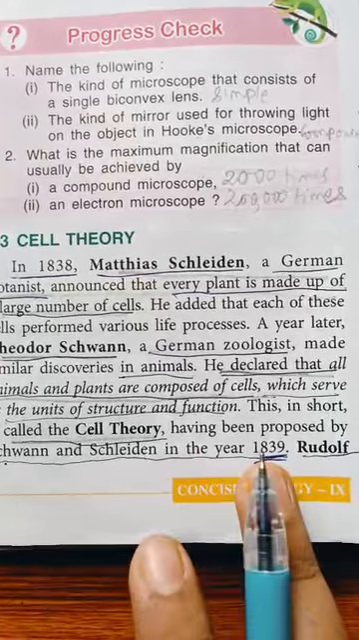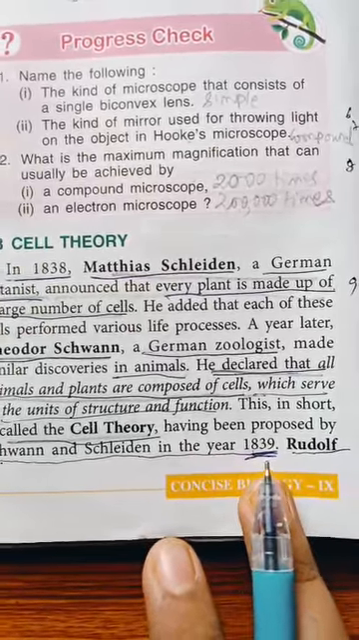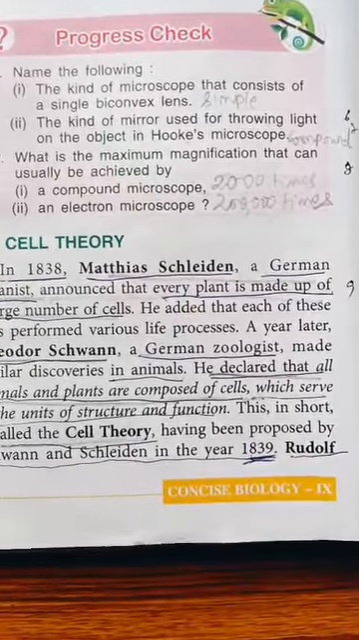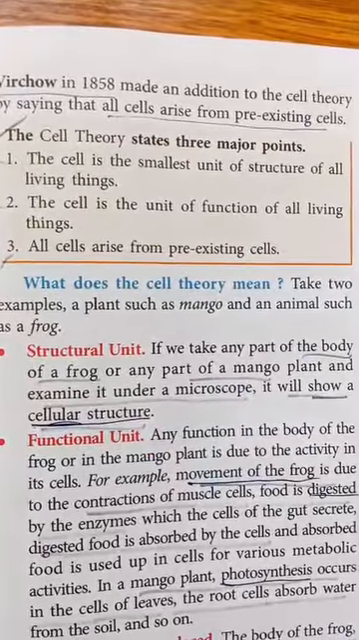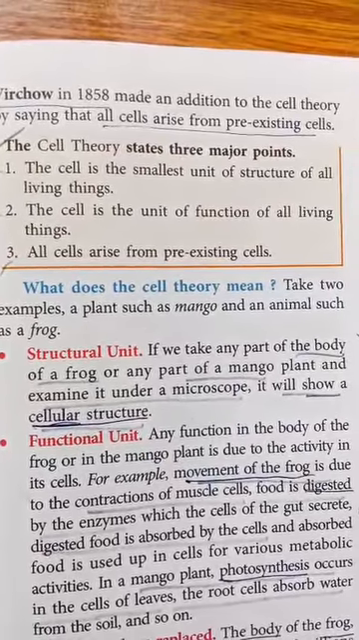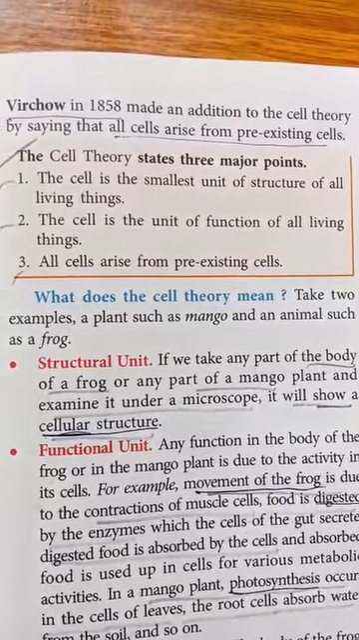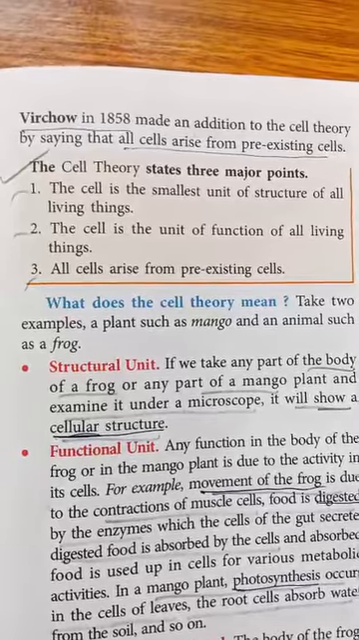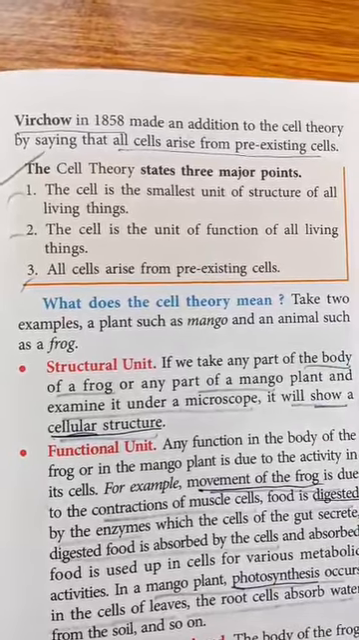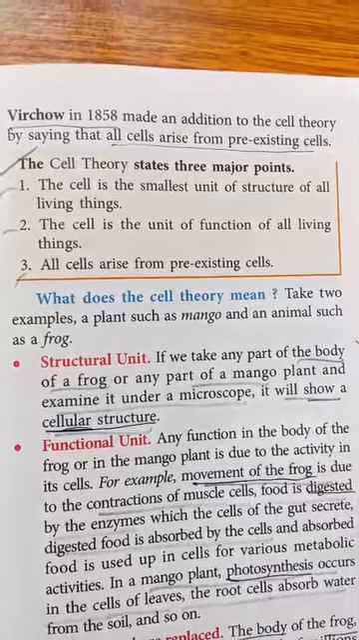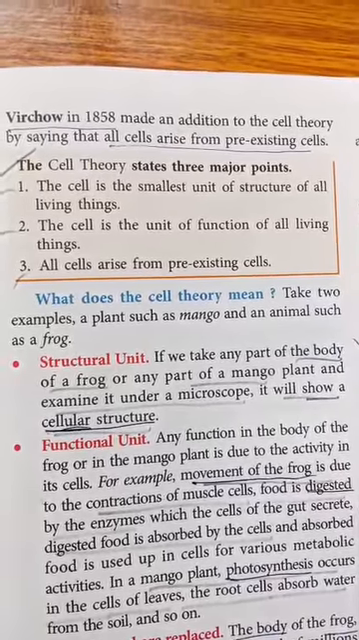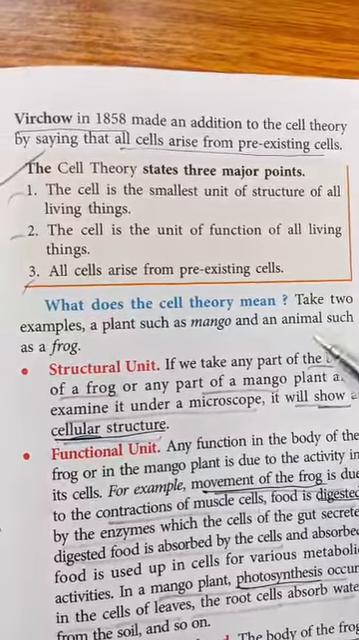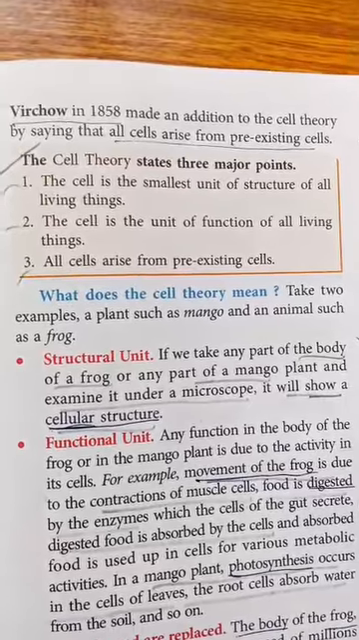Schwann and Schleiden discovered cell theory in the year 1839. Rudolf Virchow, in 1858, made an addition to the cell theory. He said that all cells arise from pre-existing cells. So the cell theory states three major points. The cell is the smallest unit of structure of all living things. The cell is the unit of function of all living things. All cells arise from pre-existing cells.